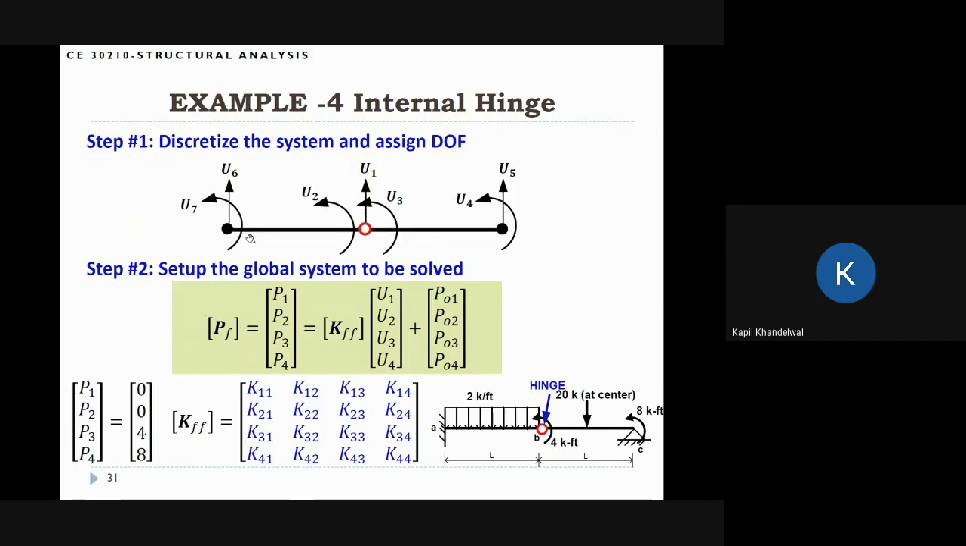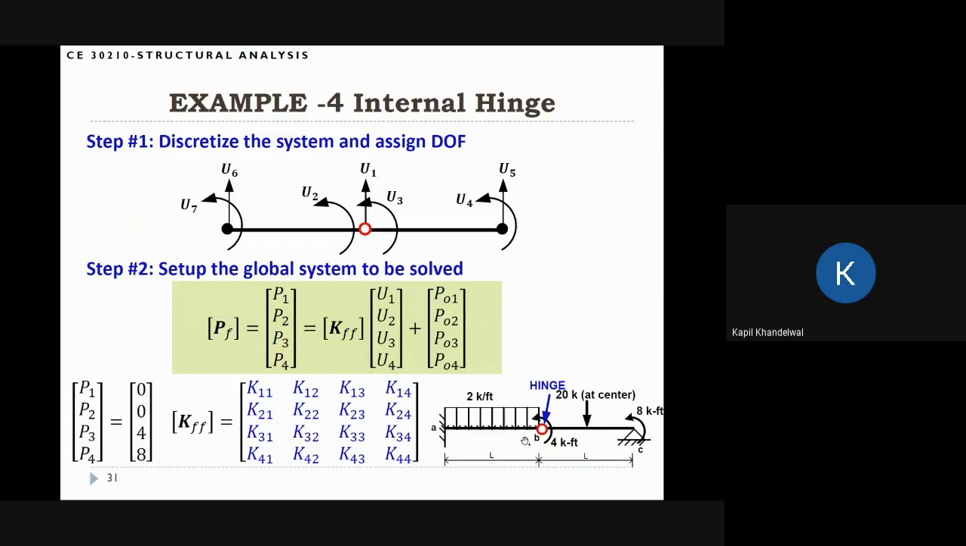So if we try to set up the global system, the system will look something like this. PF is equal to KFF UF plus POF. So in this case, you have POF because actually there are some member forces. So we have to consider this POF effect. And let's try to find what is PF. So PF is P1, P2, P3, P4. So there is no vertical load acting at the hinge. So P1 is actually 0.